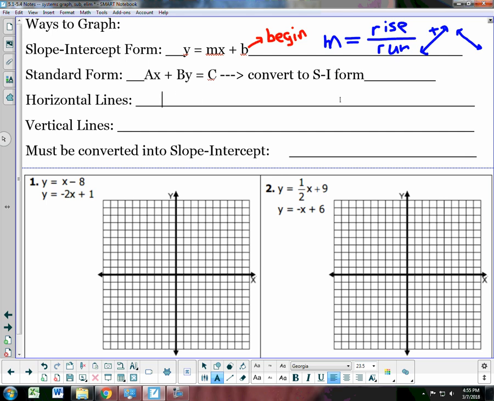If you have horizontal lines, well, first off, what kind of equation is a horizontal line? That's y equals and then just some number. It could be any number. If that's the case, you go either up or down, depending if it's positive or negative. Up for positive, down for negative, and draw a horizontal line right there.